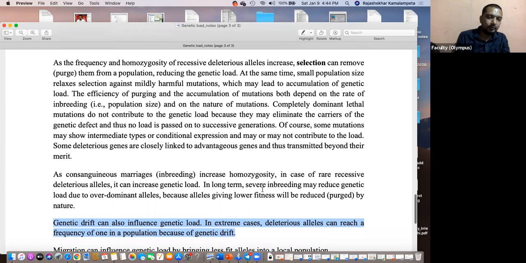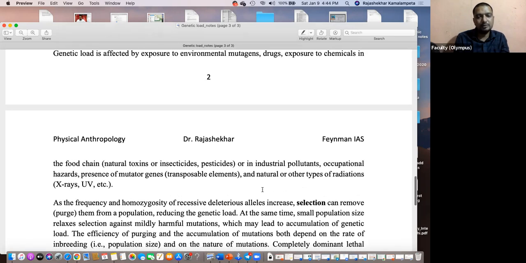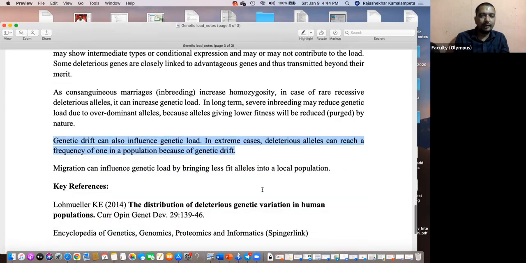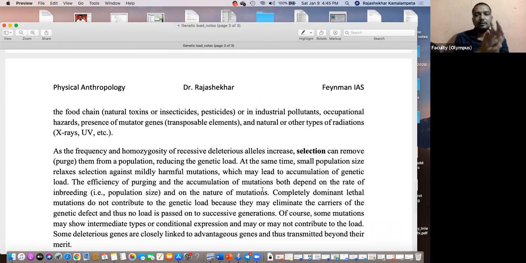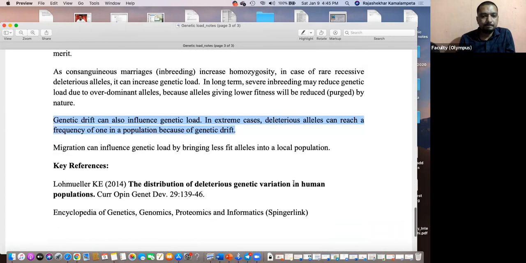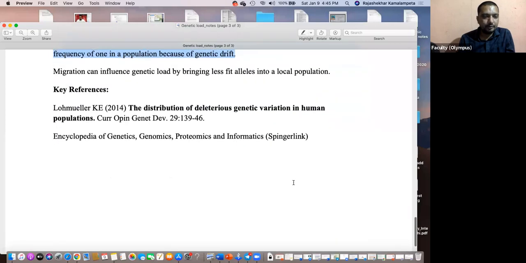But for now, just focus on what is genetic load, different types of genetic loads, how it is calculated, and what factors influence it. So genetic drift, migration, consanguineous marriages, mutation rate, mutagens, they all can influence it. Okay, and this is one topic where I have not seen many sources in the standard literature. So this is something I found myself by reading articles. Some of the key references I have provided to you: The distribution of deleterious genetic variation in human populations, a 2014 paper. An encyclopedia of genetics, genomics, and proteomics also talks briefly about genetic load.